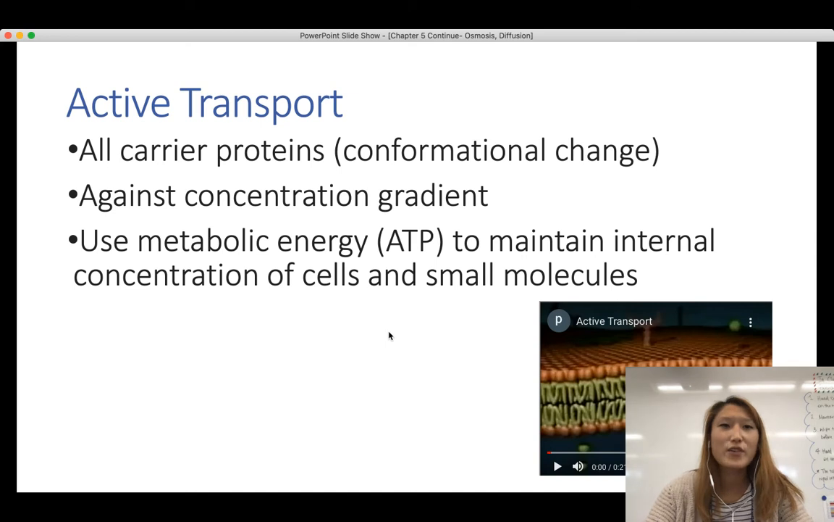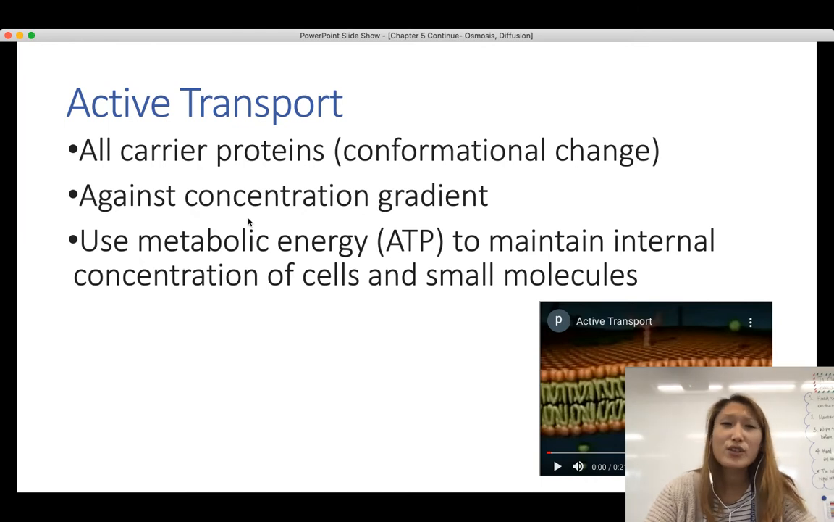All right, let's continue and talk about active transport. So active transports are all carrier proteins, right? Because facilitated diffusion is when you can have channel proteins, and channel proteins just open up. So molecules will naturally go from high to low concentration, which is not what you want for active transport, because you have to go against the concentration gradient, low to high concentration in this case.